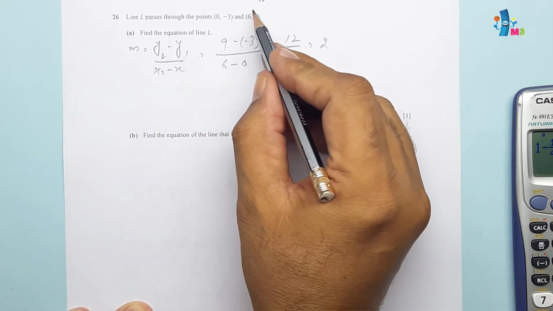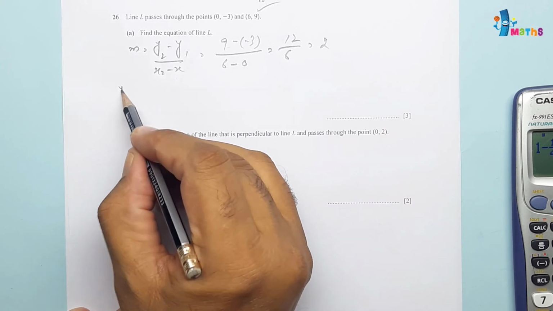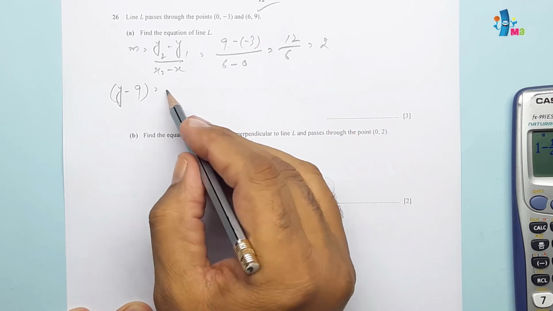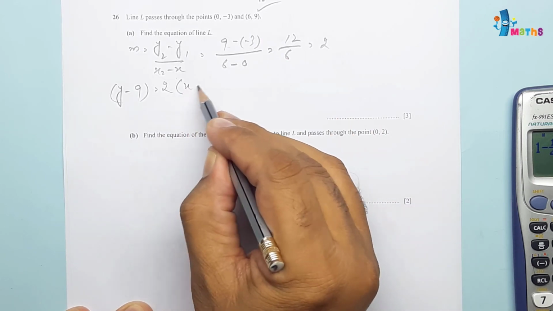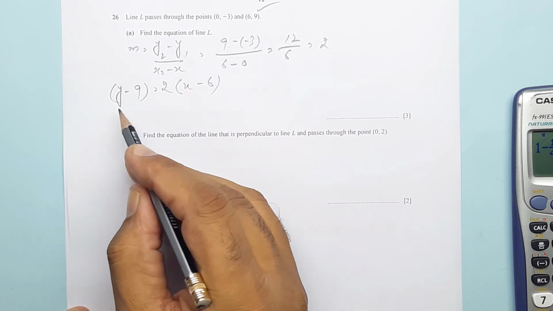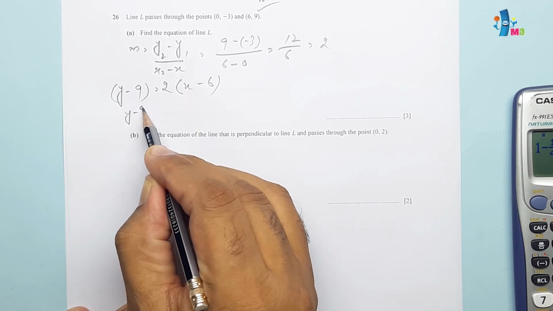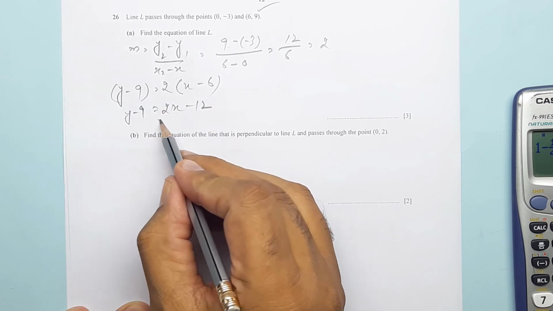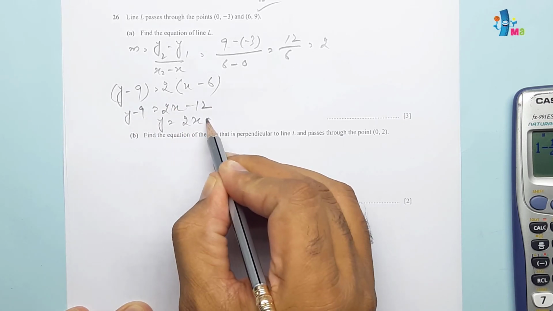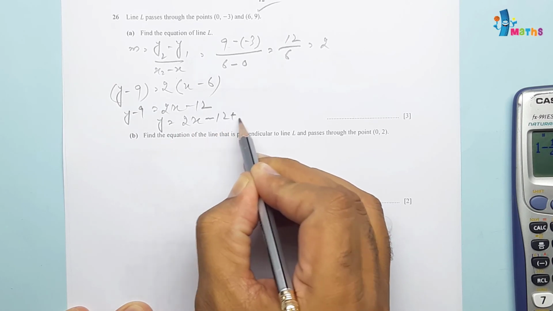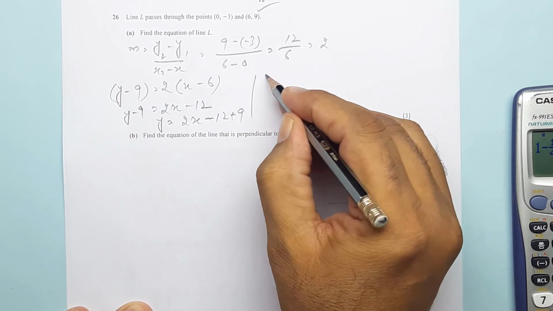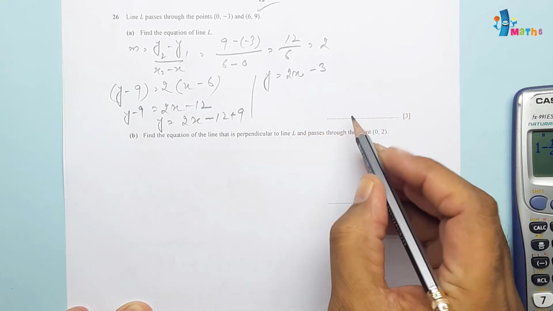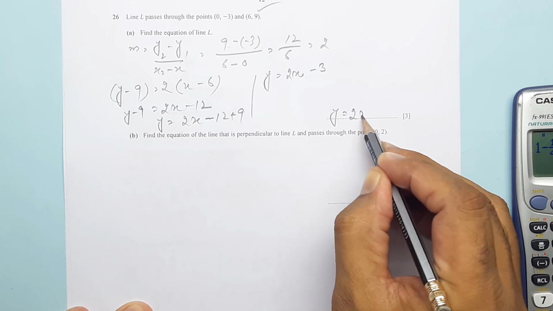Now we can use any of these 2 points. I am choosing this point. So y minus y1, which is 9, is equal to gradient, which is 2, into x minus x1, which is 6. Now we can open the bracket. So y minus 9 is equal to 2x minus 12. Now we can shift 9 to the other side. So y will be equal to 2x minus 12 plus 9. So the final answer will be y is equal to 2x minus 3. So we can write here y is equal to 2x minus 3.